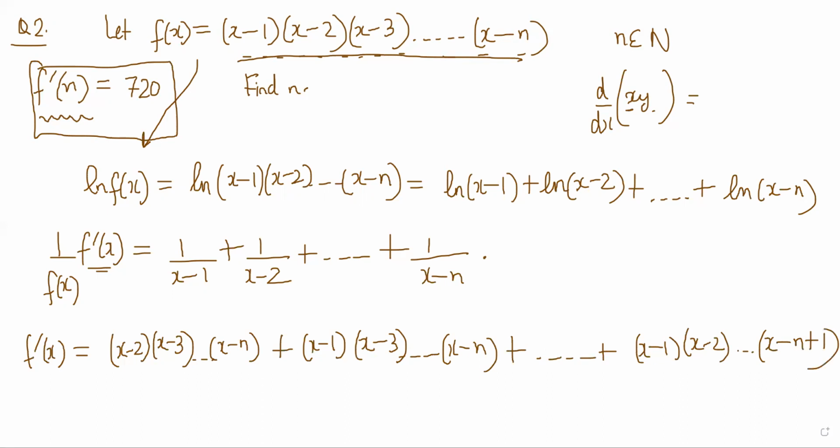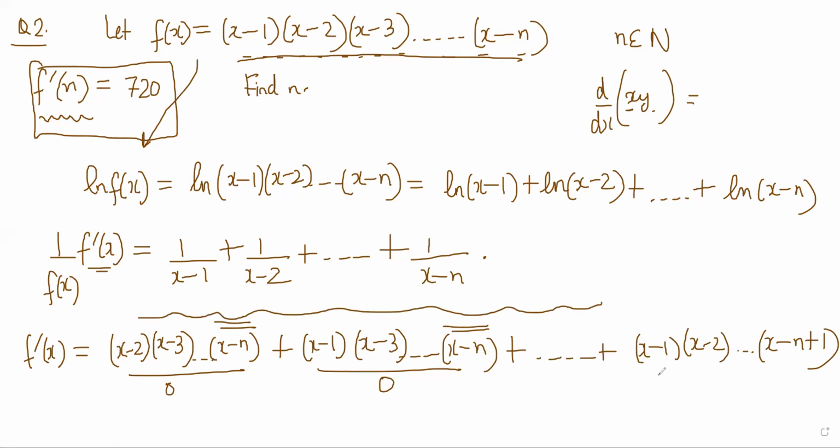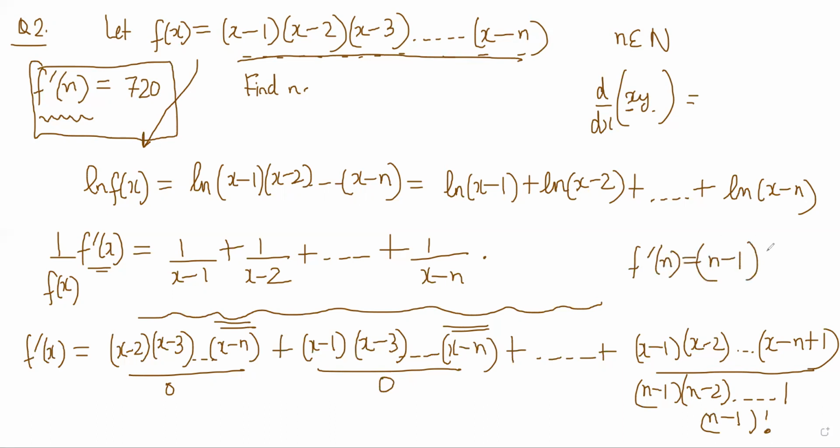So n plus 1, right? This is what is coming. Now, if we put n in this, what do we get? This factor becomes 0. This factor becomes 0. Every factor which has x minus 1 will become 0, right? So all the factors will become 0 except this last one. The last one will become n minus 1, n minus 2, and so on till n minus n plus 1, which is 1. So this is just n minus 1 factorial. So what I'm getting is that f dash of n is equal to n minus 1 factorial.